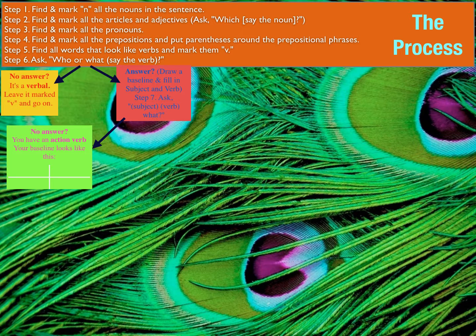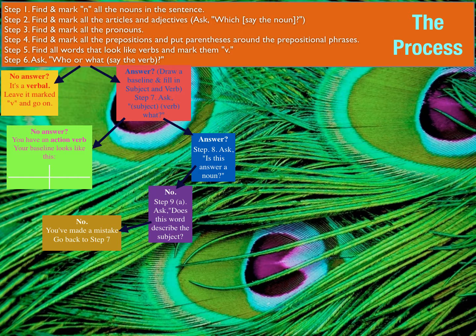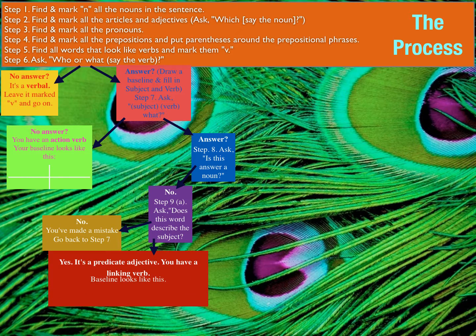Pretty standard. Now, say you do have an answer, go to step 8 and ask, is this answer a noun? No. Step 9, part A, ask, does this word describe the subject? No. You've made a mistake. Go back to step 7. Yes, it's a predicate adjective and you have a linking verb. So your baseline looks like this.